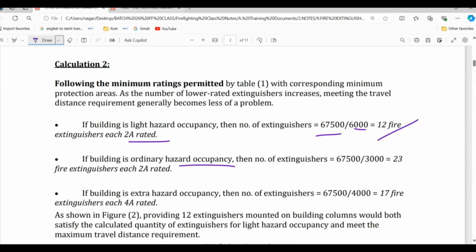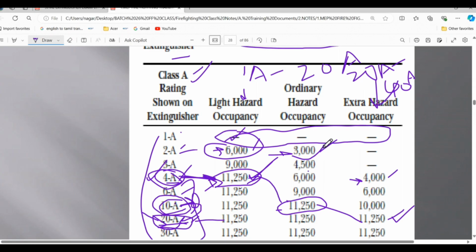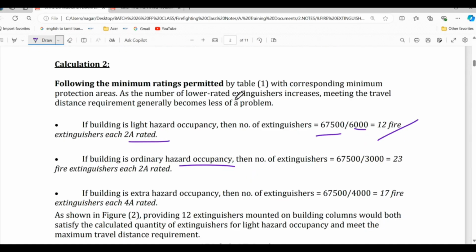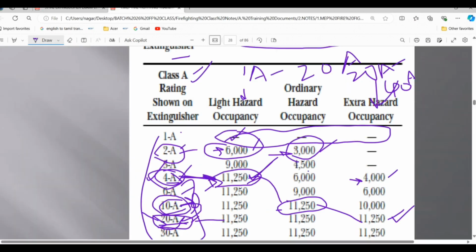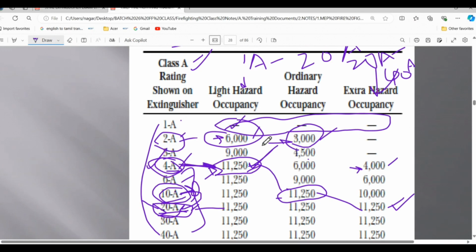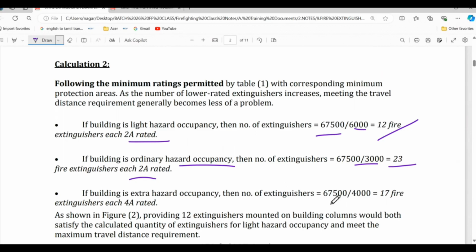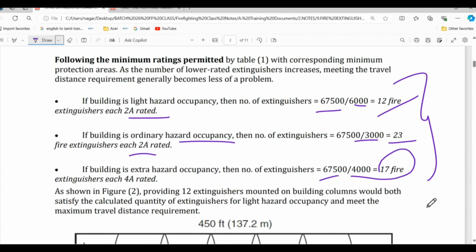Coming to the ordinary hazard, the minimum is what? 3,000, and the minimum rating is 2A. So now divided by 3,000, 23 fire extinguishers with the 2A. And coming to the extra hazard, what is the minimum rating? What is the number? 4,000. Yes, 4,000, and what is the number? 4A, correct. So the total area by 4,000, this many extinguishers you need. You see the quantities are very high now for the same area, which is 4A rating.